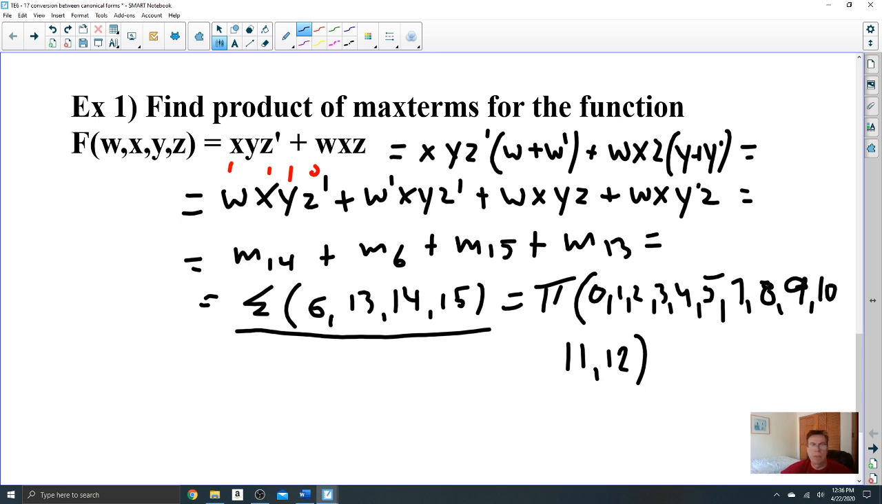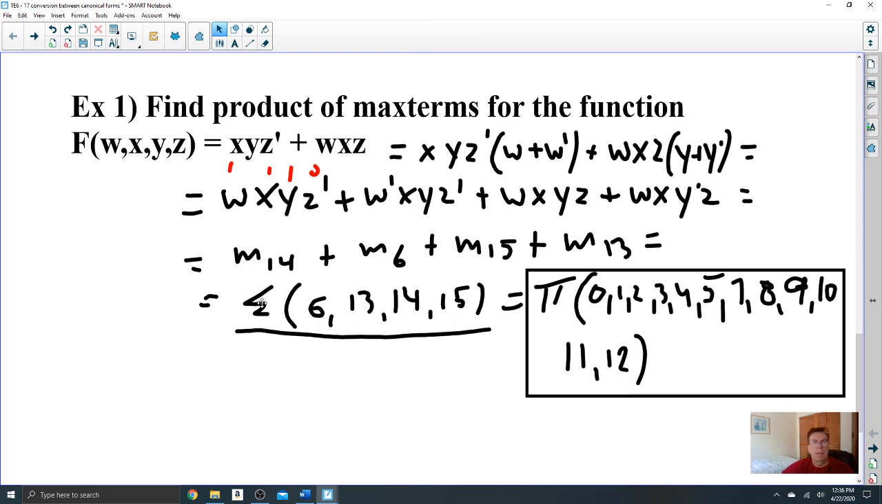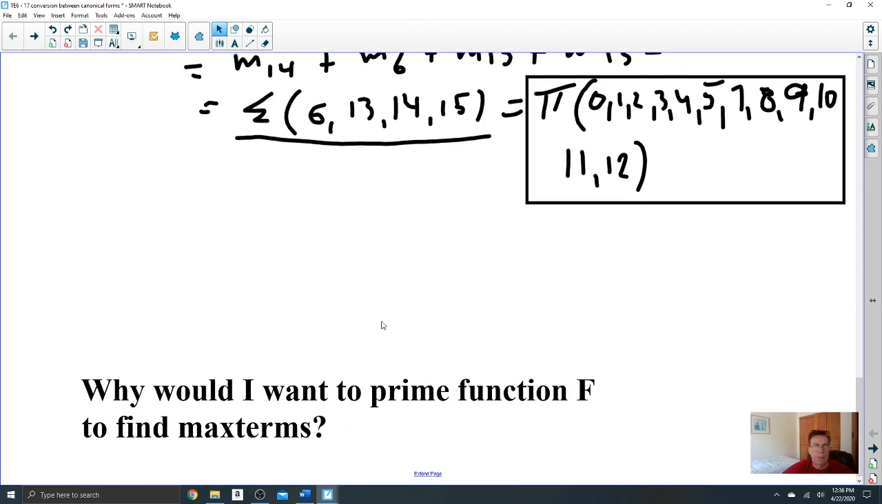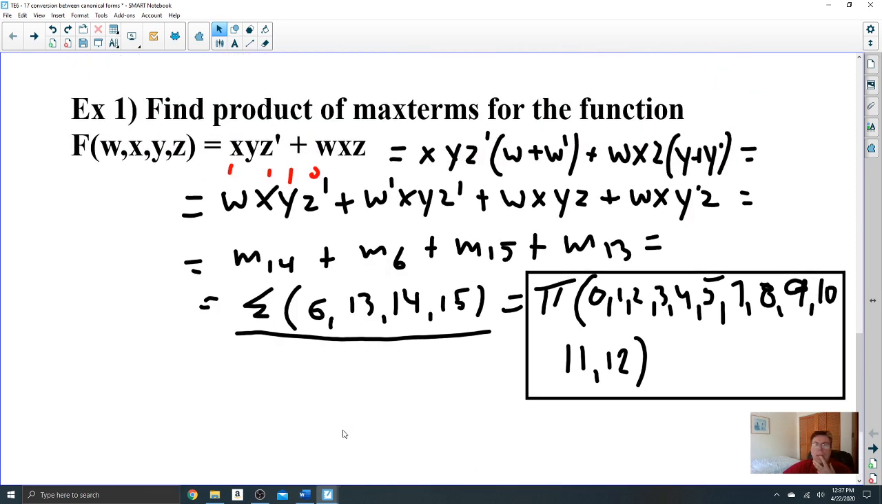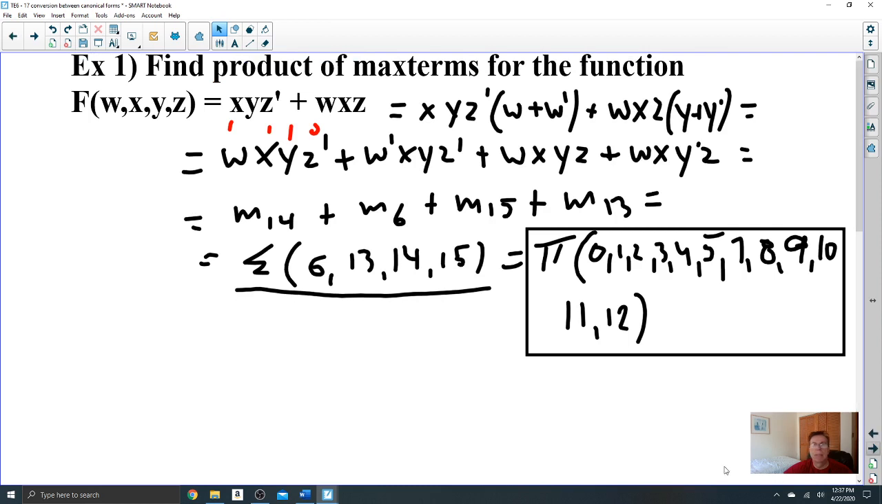So this is the relationship. If you have a sum of those minterms, you have a product of this maxterm. That means our answer is right here. That's our answer. And that's it. What else do we have? Why would I want to prime a function to find maxterms? Let's see. Why would I want to prime my function to find maxterms? Let's look at the next example.